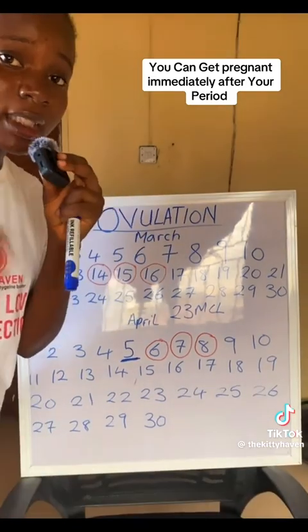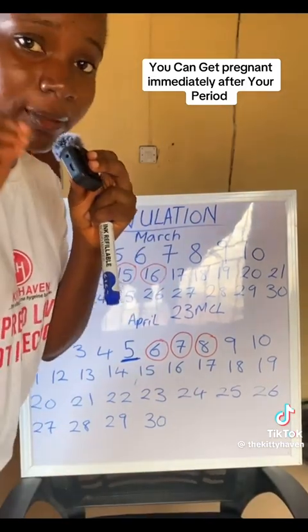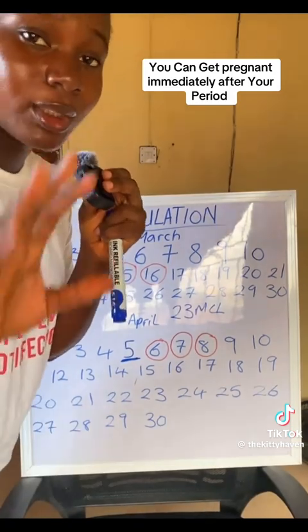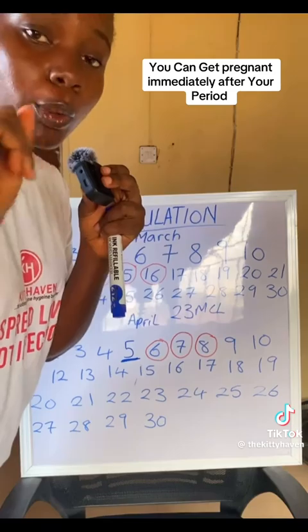Remember that I said whatever your menstrual cycle length is, you are going to deduct 14 from it. Even if your menstrual cycle length is 26, whatever your menstrual cycle length is, you have to deduct 14 from it.